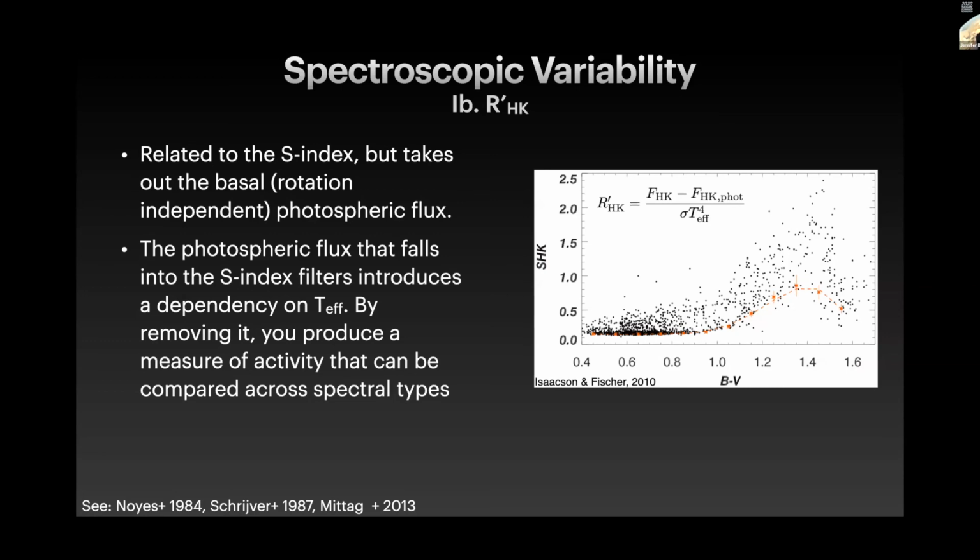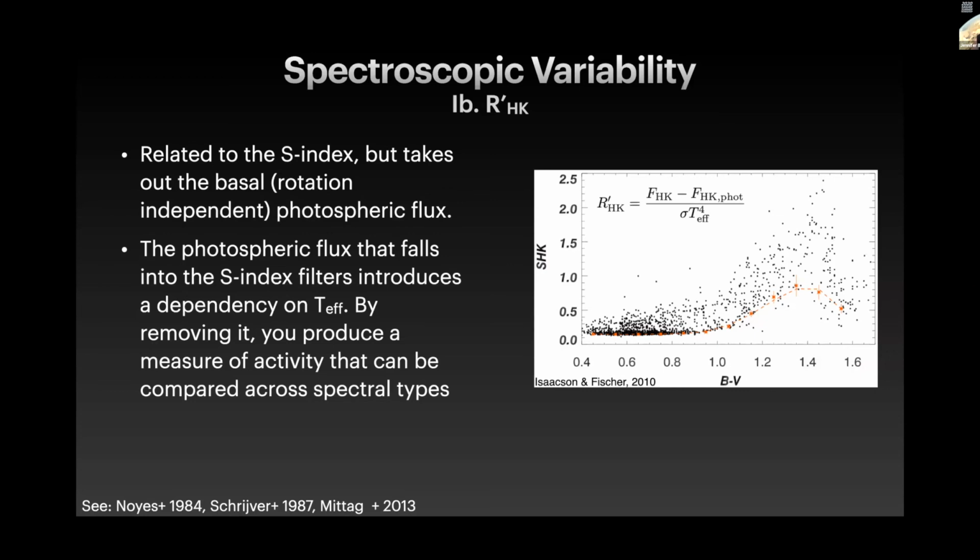And while the R'-HK value is much better suited for activity studies, as it does not show the same dependency on stellar parameters like effective temperature that the S values do, it is also harder to determine because you need to provide some measurement or estimate of the star's photospheric flux, and that's a bit tricky. But it is possible, however, to convert an S value to the corresponding R'-HK value by estimating a conversion factor that you can see over here.